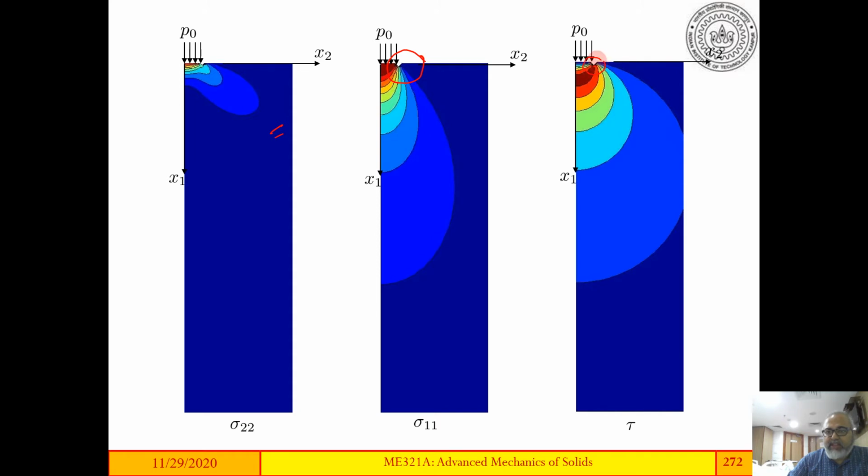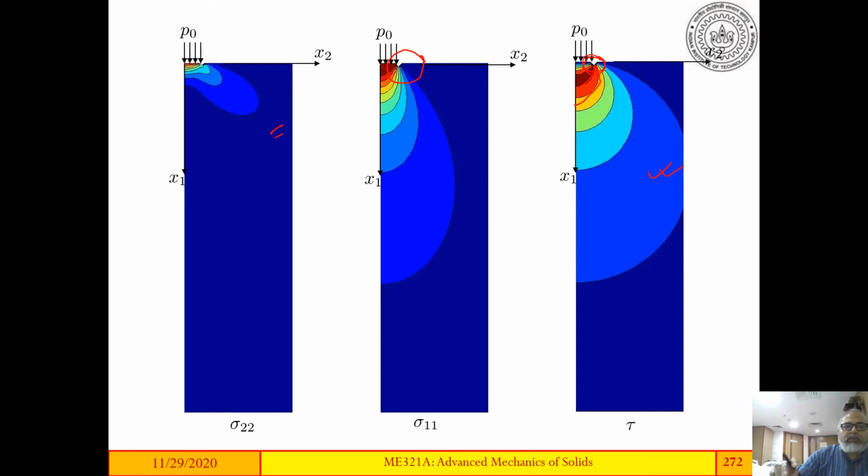It's singular at this edge, but sets of constant tau are sets of circles that pass through the edges of the load. I have plotted only half of the domain. The other half is a mirror image. So these circles pass through the edges of the load. And these are exactly the photoelasticity images that you're going to see in a real photoelastic experiment.